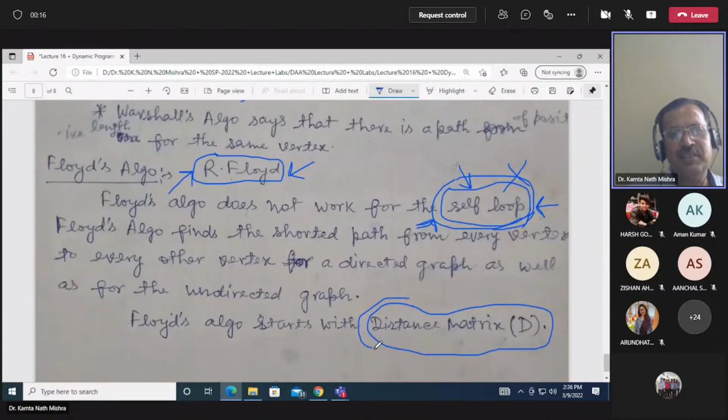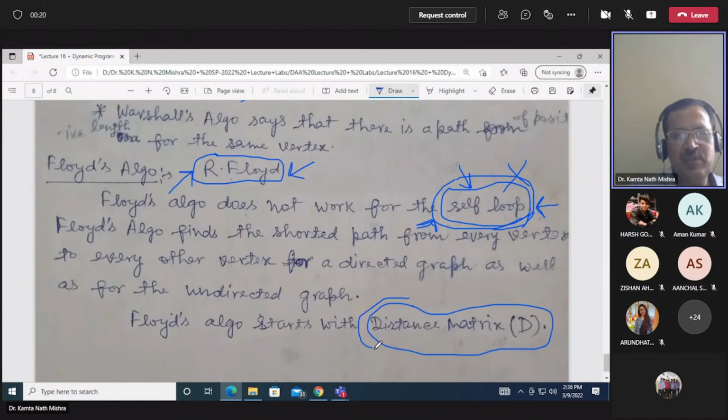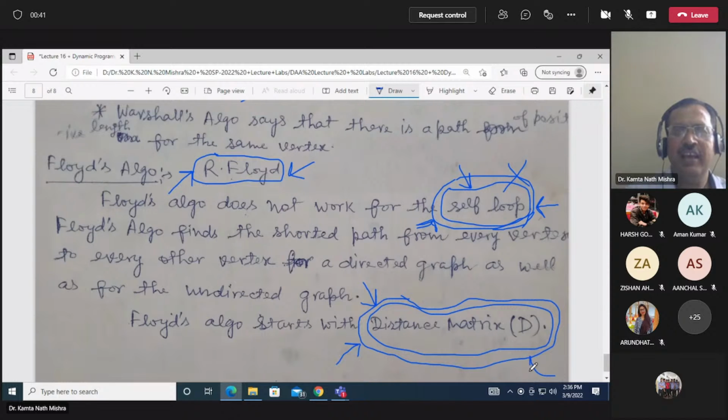Can any of you tell me what is the difference between adjacency matrix and distance matrix? Previous was A0, A1, A2, A3, A4, A5. Now we will go for distance matrix D0, D1, D2, D3, D4, D5. So can you tell me what are the differences between these two? What is the difference between them?